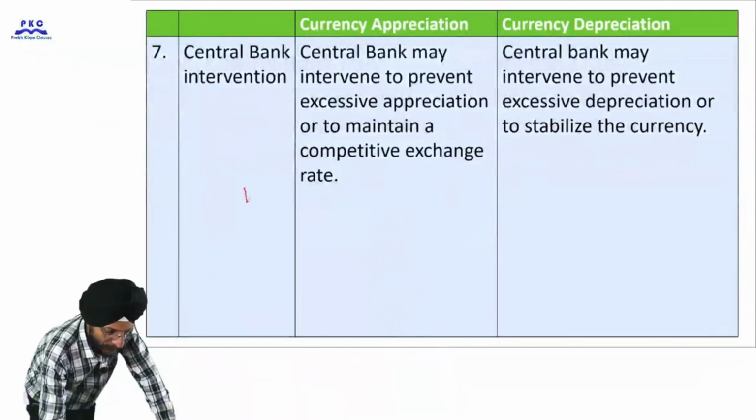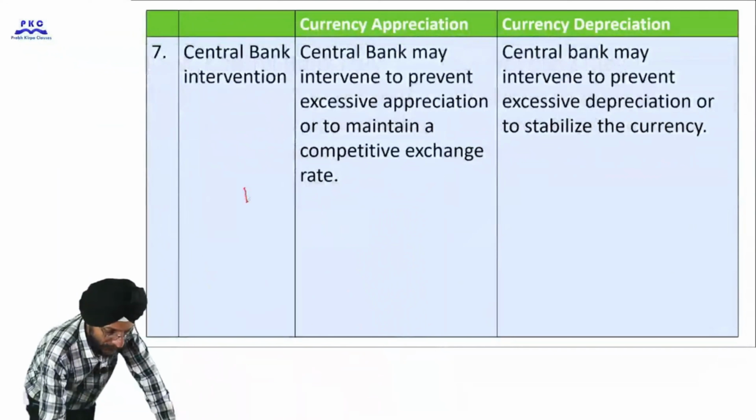Now we will understand whether the central bank of a country intervenes in case of currency appreciation and currency depreciation. Firstly, we will come to currency appreciation. Normally the central bank of the country does not intervene in case of currency appreciation. However, if the currency appreciation is excessive, the central bank may intervene to maintain a competitive exchange rate.